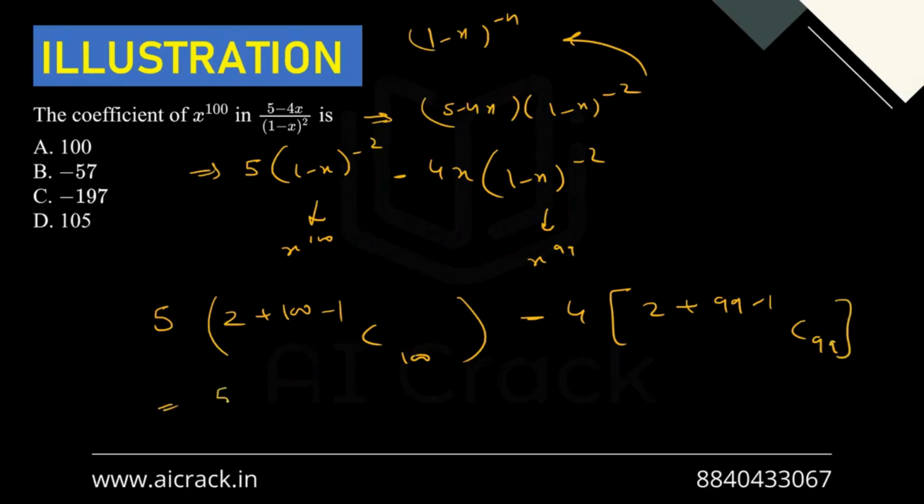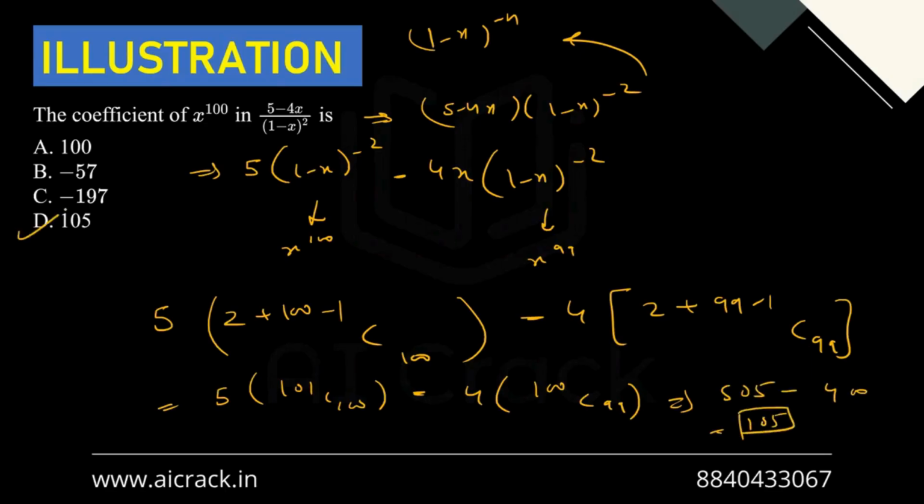Now this would become 5 times 101 C 100 minus 4 times 100 C 99. So this is nothing but 101 only, so 505, minus, and this is nothing but 100 only, 400. So this would give me 105 as the answer. D is the correct answer.